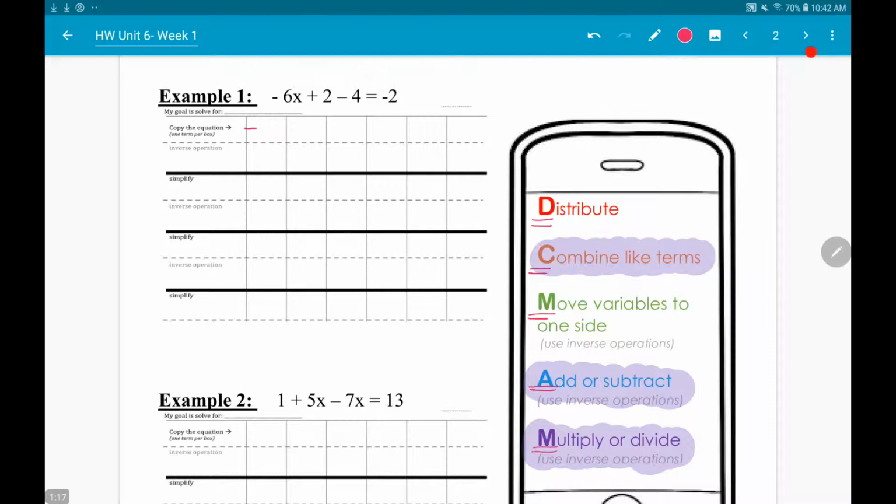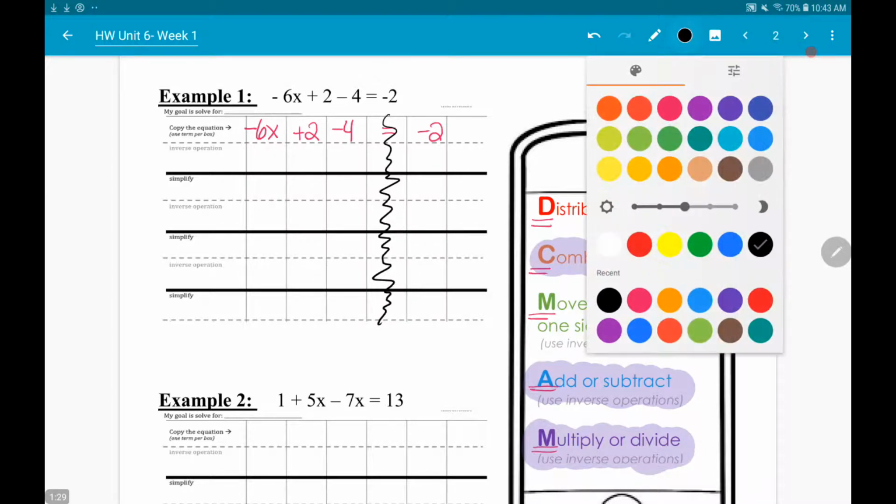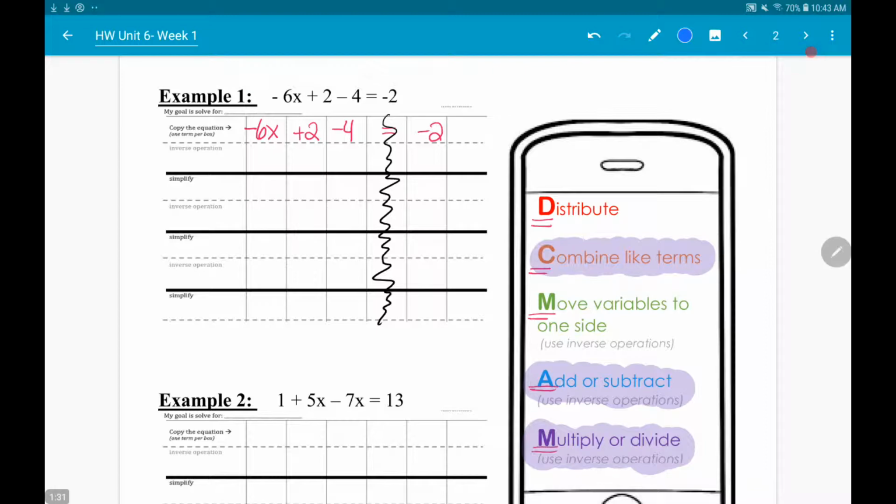So like we used our graphic organizer in the past, I'm going to put my numbers in, and I have my equal sign, so I'm going to draw that down the middle. All right, so my first step, I'm going to go in order of my phone. My first step I look for is C. Do I have to combine like terms?